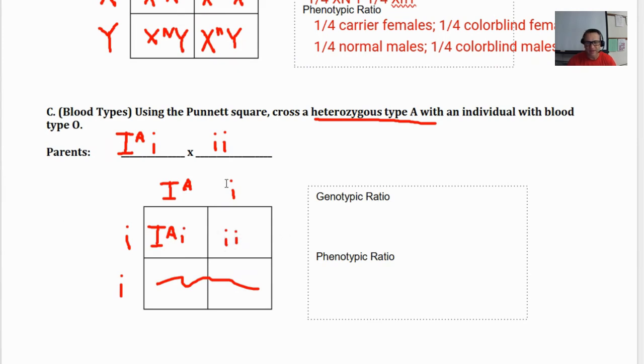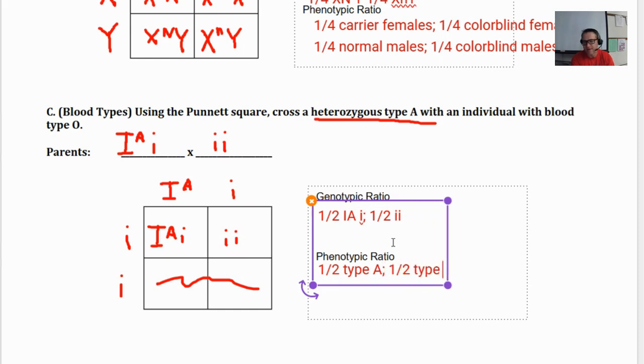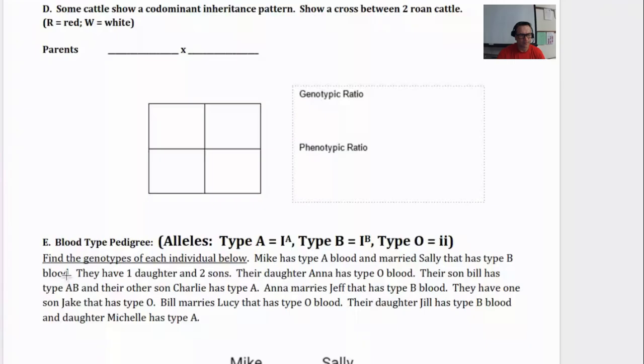All right, genotypic ratio, simple. We only have two boxes now. So one half of the kids will be, well, actually give the genotype, big I A, little i. The other one half are going to have the genotype of little i, little i. Phenotypic ratio, what blood type do they have? Top left, that's heterozygous type A, but it's type A. So one half will have type A blood, and the other one half will have type O. All right, that's it for that one.